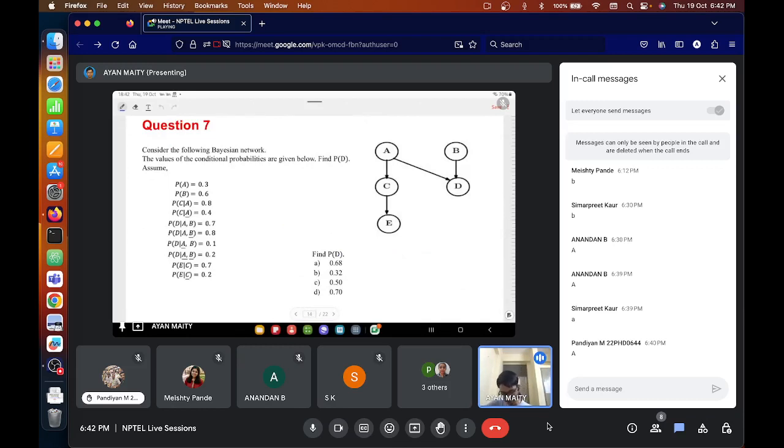Consider the following Bayesian network, and the conditional probability values are given below. These are the probability values for this Bayesian network on the right hand side. You have to find out the probability of D. So P of D you have to find out. D is this variable, using this table here.